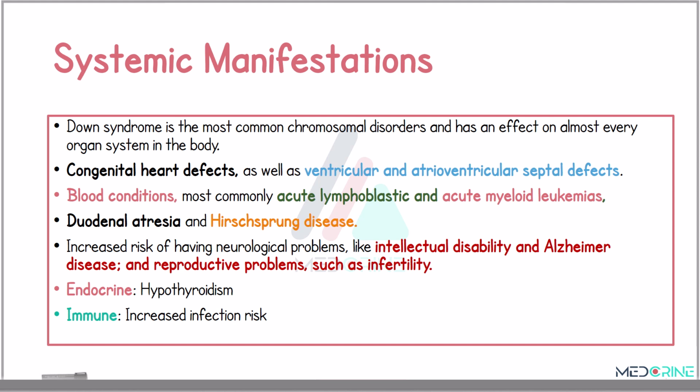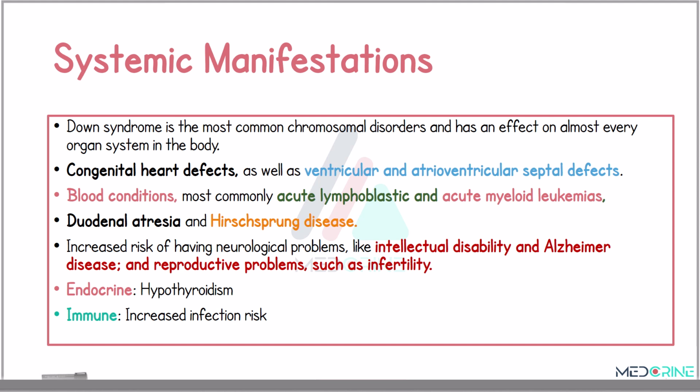Down syndrome, being the most common chromosomal disorder, has an effect on almost every organ system in the body. As far as the heart goes, individuals with Down syndrome may have congenital heart defects, for example ventricular and atrial septal defects. They might also develop blood conditions, commonly acute lymphoblastic and acute myeloid leukemias. They will also present with gastrointestinal disorders such as duodenal atresia or Hirschsprung's disease, which is a condition characterized by absence of specific nerve cells in the intestines.